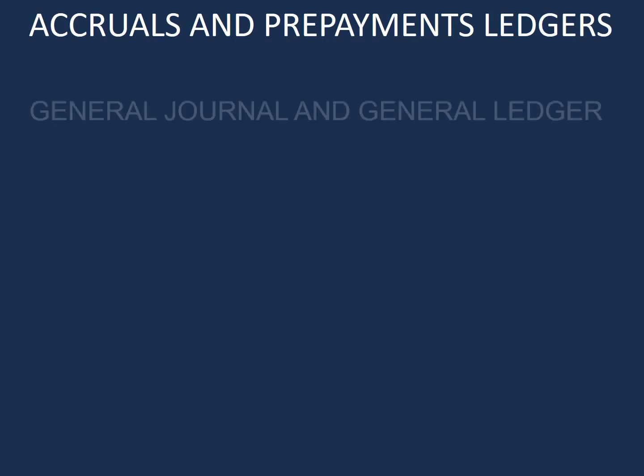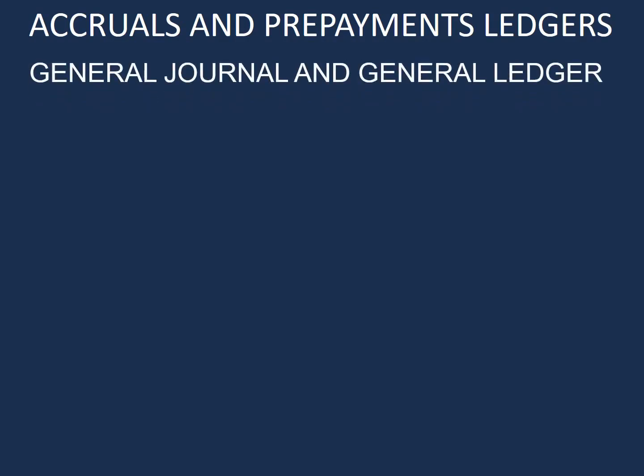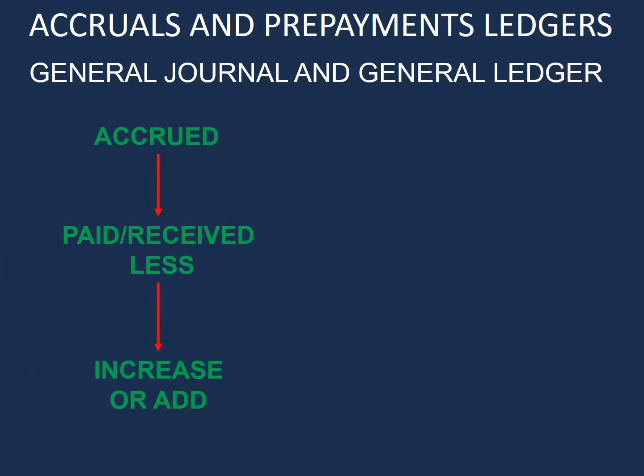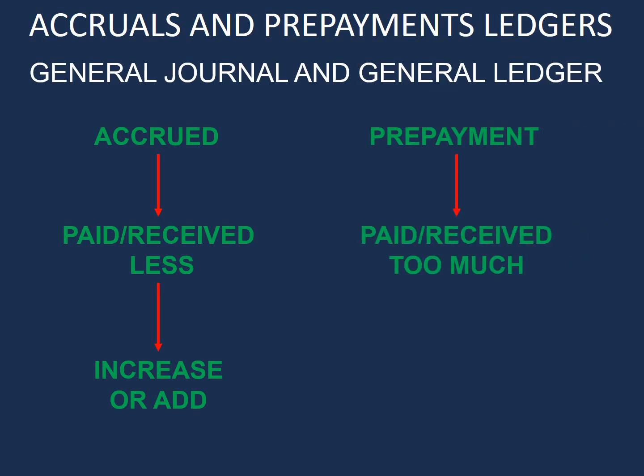In this video, we will focus on posting the adjustments in the general journal and the general ledger. Before we do that, let's quickly summarize. If our adjustment is accrued, then it means we paid or received less. So that means we need to increase or to add. And if we have a prepayment, that means that we paid or received too much. So that means we need to decrease or to subtract.